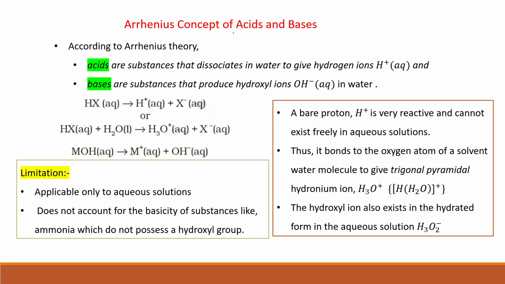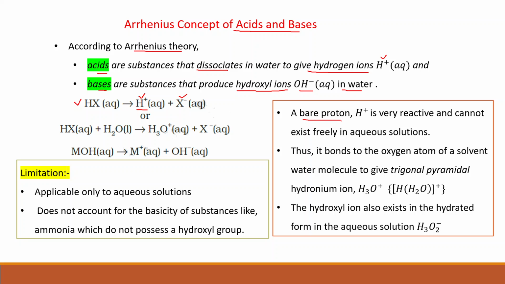Now, the Arrhenius concept of acids and bases. According to Arrhenius theory, acids are substances that dissociate in water to give hydrogen ions, H+, and bases are substances that produce hydroxyl ions, OH-, in water. We can represent this reaction: this is HX, one acid. When we dissolve it in water, it forms H+ and X-. And what is this H+? Actually this H+ is a bare proton.